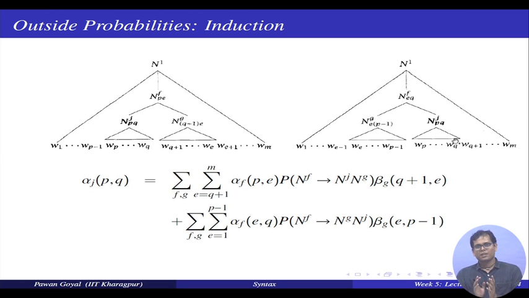So, what is important here? You can compute these outside probabilities by using inside probabilities only. So, that means you have to first compute the inside probabilities, and use that to compute the outside probability. Although computing outside probability is much more difficult than computing inside probability if you want to do that on paper. That is why we did an example only for the inside probabilities.